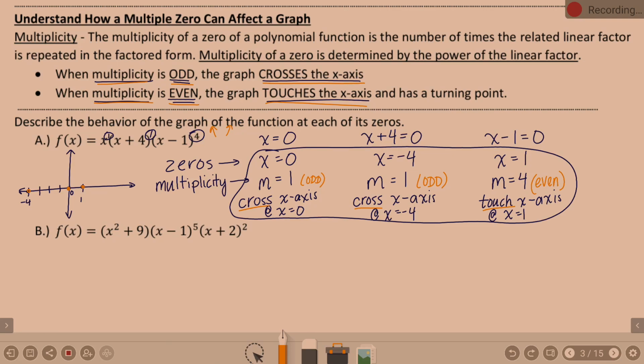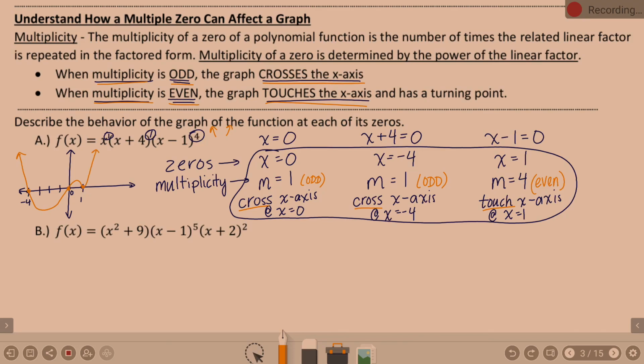So if I'm starting up, and then what am I supposed to be doing at -4? At -4, it says I'm going to cross the x-axis. So I'm going to cross through it. I'm going to keep going. And then at 0, when I get over to 0, I'm also supposed to be crossing it, yes? Mm-hmm. But what am I supposed to be doing at 1?